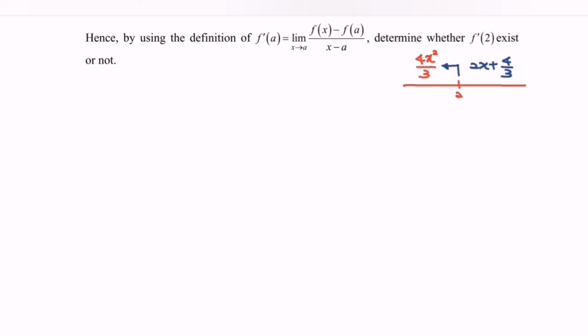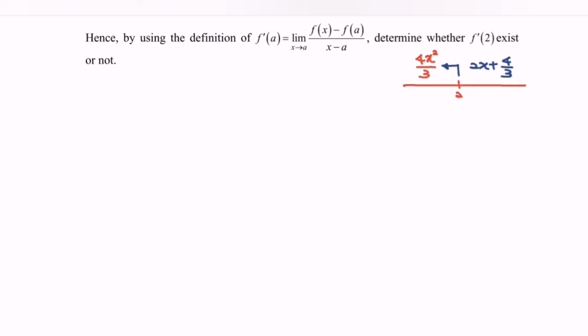Next, we are going to further our discussion. By using the definition of f prime a equals the limit when x approaches a of f(x) minus f(a) over x minus a, determine whether f prime 2 exists or not. So now we are going to use the definition to determine whether f prime 2 exists or not.